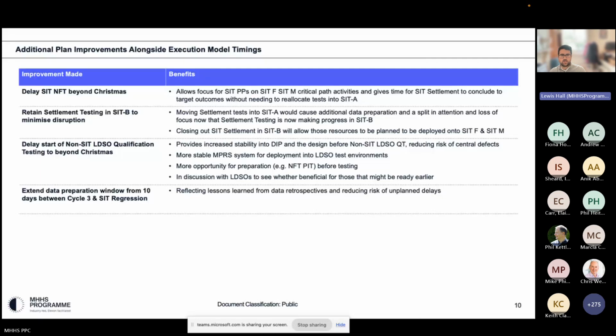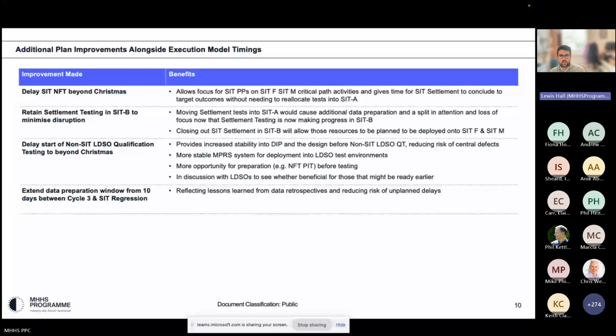For those in FTIG, you know there was a proposal to potentially use SIT A for settlement testing, but by doing what we're proposing to do, we will keep the bulk of the testing in SIT B, so it minimises any disruption there. And then we're proposing a delay to the start of non-SIT LDSO testing to beyond Christmas. This helps provide greater stability, means we can hit those firm targets set as part of the cycle 2 criteria as well. And we've also extended the data preparation windows in the plan from what were originally 10 days to 15.